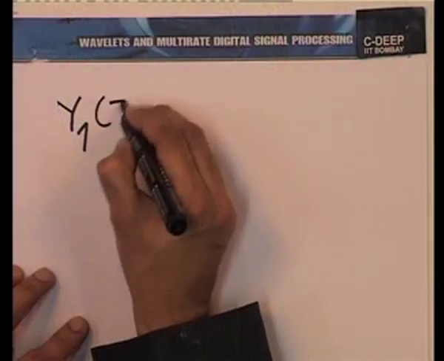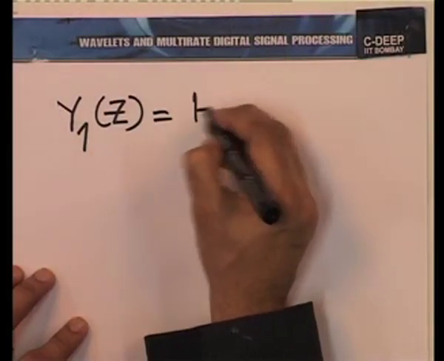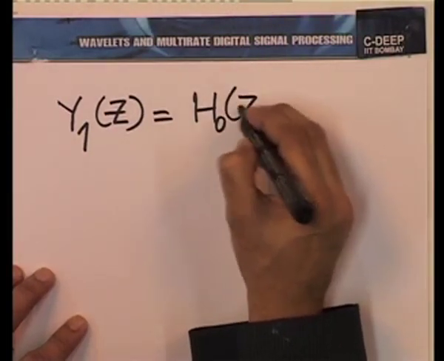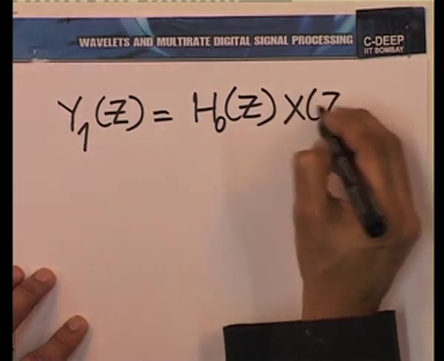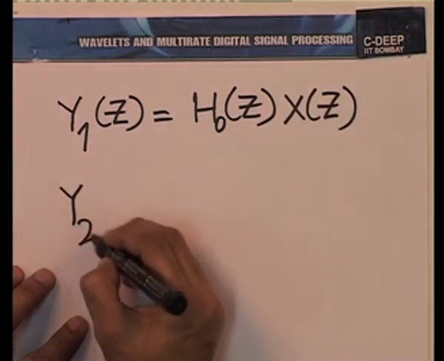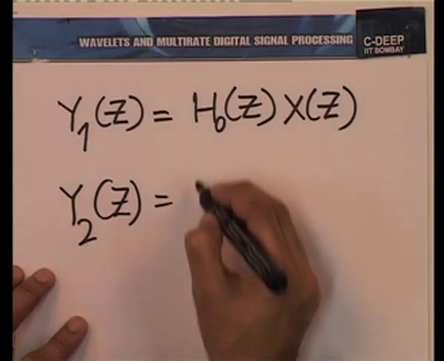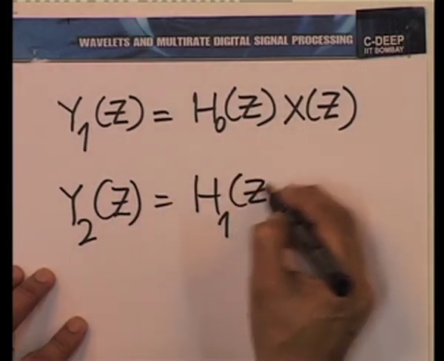And therefore, y1z and y2z are easy. y1z is h0z xz, y2z is h1z xz.